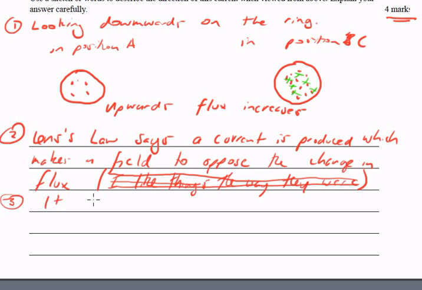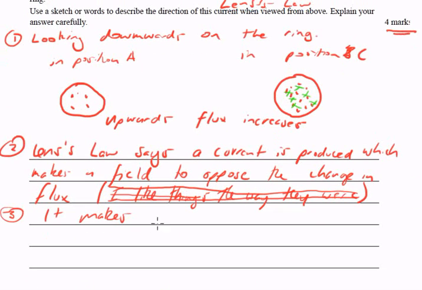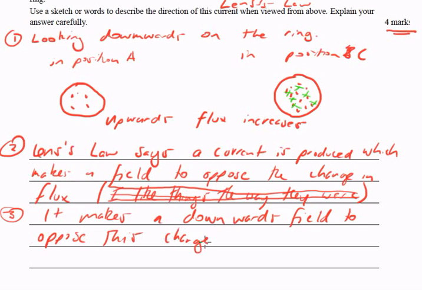Alright, so it makes that, which is going into the page, so it's a downwards field. According to this, it makes its own downwards field to oppose this change. How was the downwards field made in the first place? It was made by this current. The downwards field is made by A.